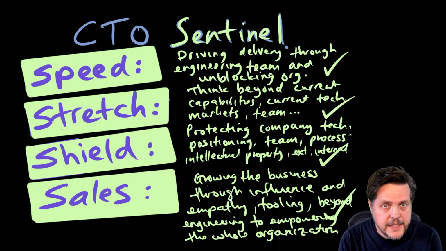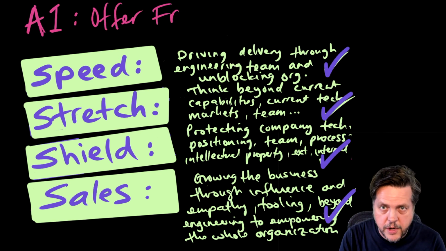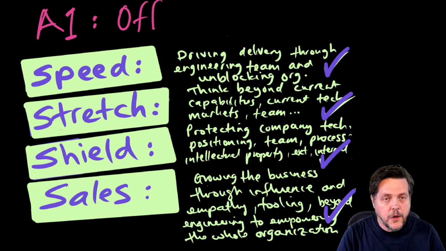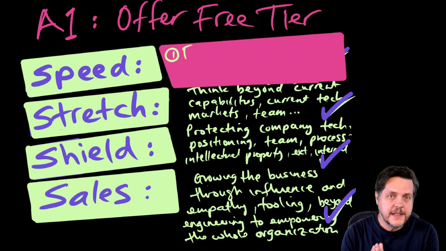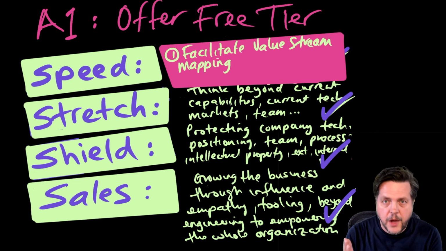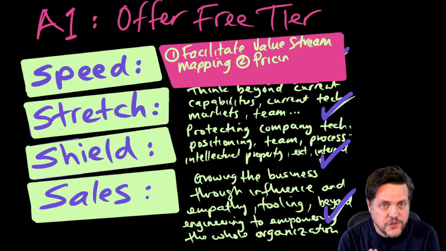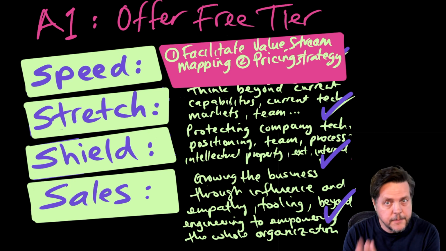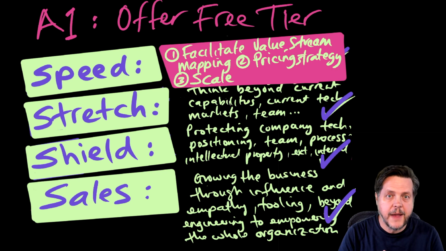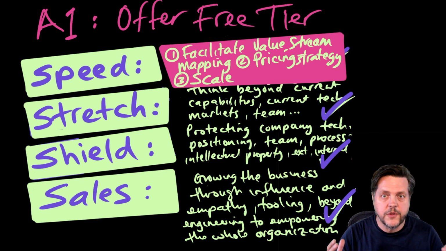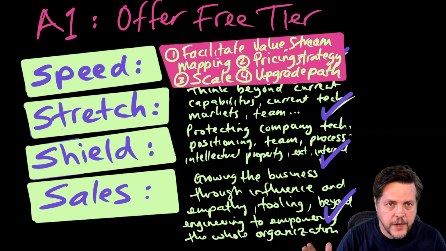So let's apply these 4 S's to our action 1, which is to offer a free tier to our product X. In this example, the CTO has worked with their team to say A1 speed has us facilitating value stream mapping between the departments to unblock them from any disagreements, looking at a pricing strategy so that we don't unnecessarily implement the wrong pricing structures, looking at our infrastructure since we may have an onslaught of users signing up for the free tier, and looking at how to implement an upgrade path for our free users.